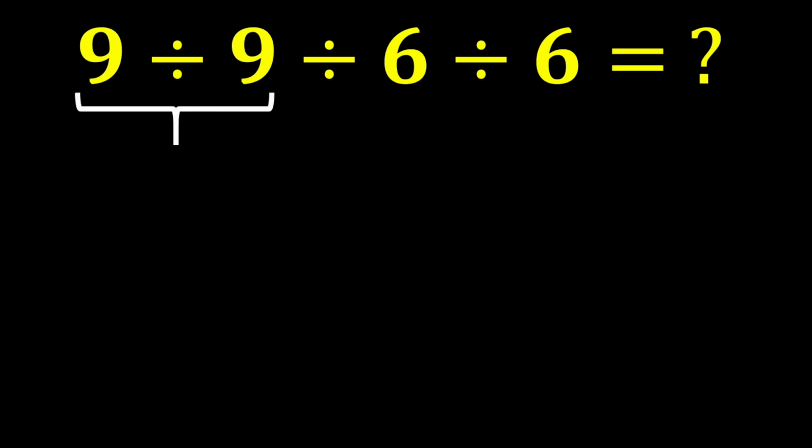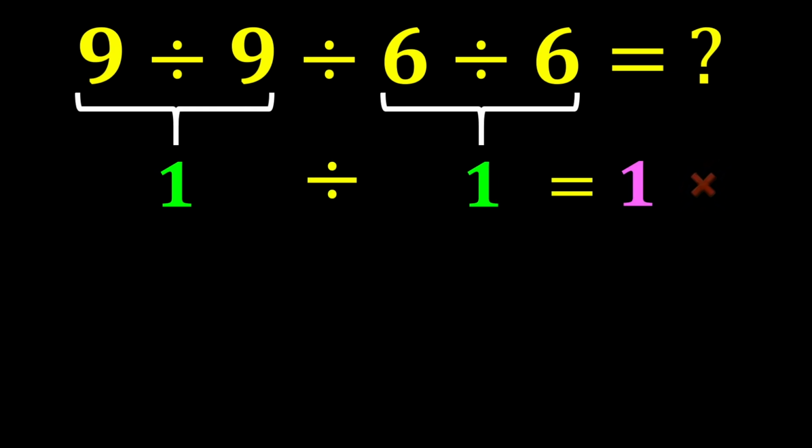9 divided by 9 gives us 1. Then 6 divided by 6 gives us 1. In the end, 1 divided by 1 gives us the final answer of 1.